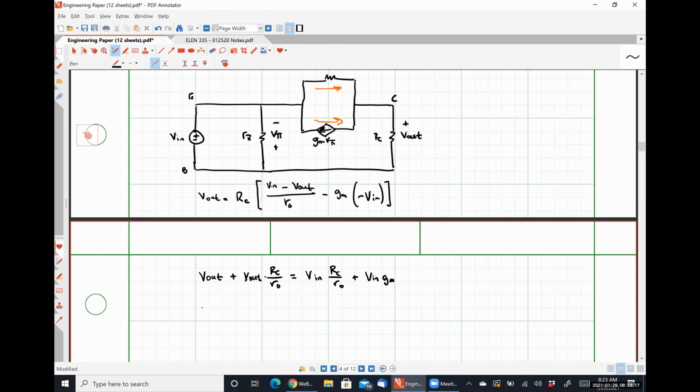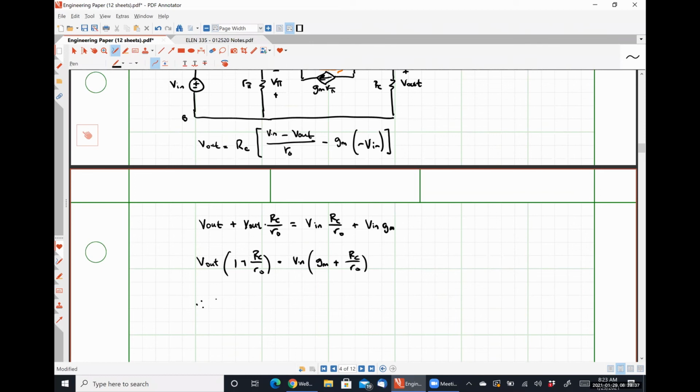All right. So if I factor out V out, I have 1 plus RC over R naught. And on this side, if I factor out Vn, I have gm plus RC over R naught. And so my voltage gain, V out divided by Vn, is gm plus RC over R naught divided by one plus... I've made a mistake somewhere here. So the reason why I'm saying I've made a mistake is because the units don't work out. I'm missing something being multiplied by gm.